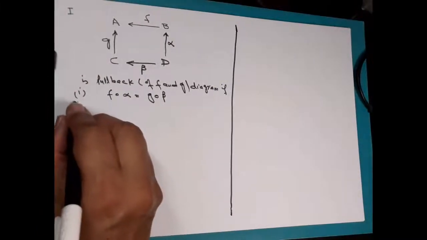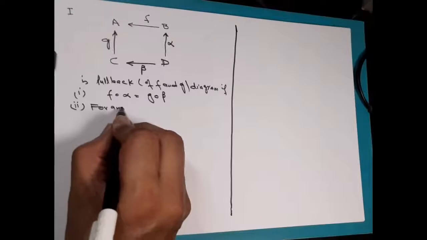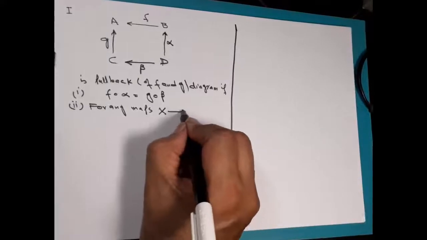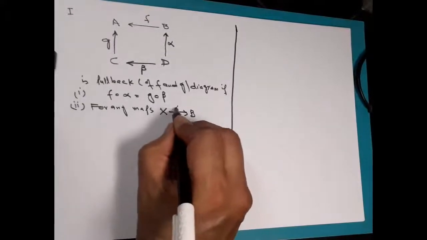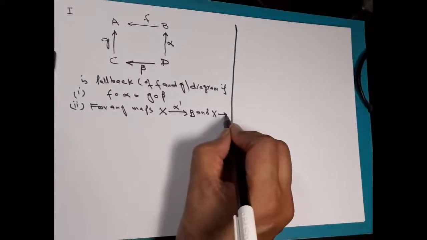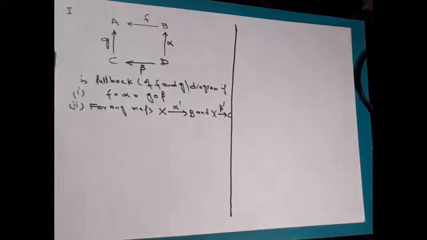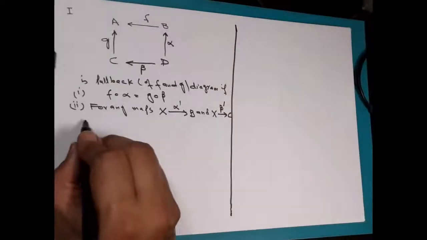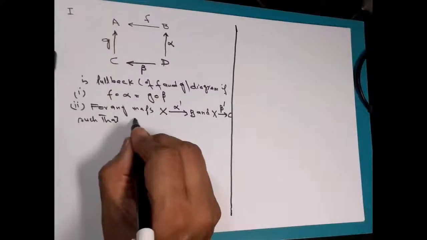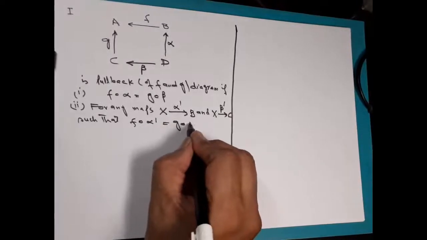And secondly, for any maps from an object X to B, this is alpha dash, and from the same object X to C, we denoted it by beta dash, such that f composed with alpha dash is equal to g composed with beta dash.